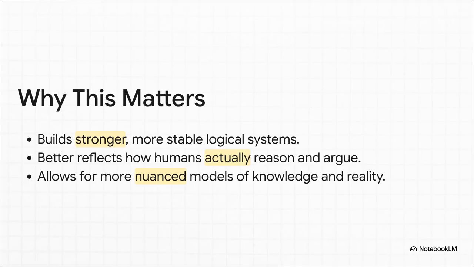So, why should you care about all of this abstract logic stuff? Well, first, by embracing falsity, we can build much stronger, more stable logical systems that aren't going to collapse because of a paradox like Tonk. But more importantly, a logic that includes both assertion and denial is a logic that much better reflects how we humans actually reason and argue and disagree with each other. It gives us the tools to build far more sophisticated and realistic models of knowledge and reality itself.